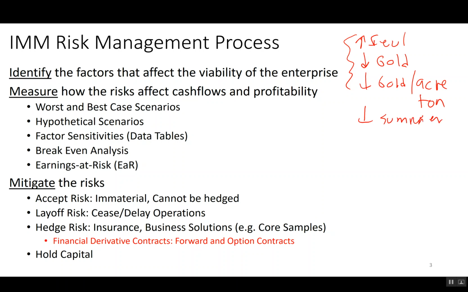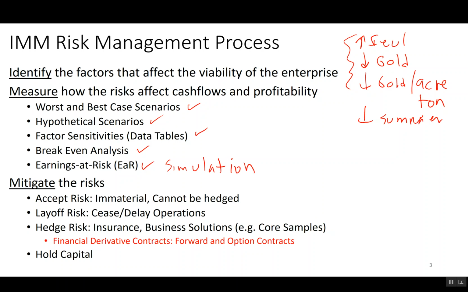So once we've identified our exposures, the next step is to measure them. And in topic 8, we did worst and best case, hypothetical, and historical scenarios. We did data tables, we did some break-even analysis, and in the prior topic, we even did earnings at risk, and we did a simulation. So these would be stochastic models. Now we're going to talk about mitigating the risks.